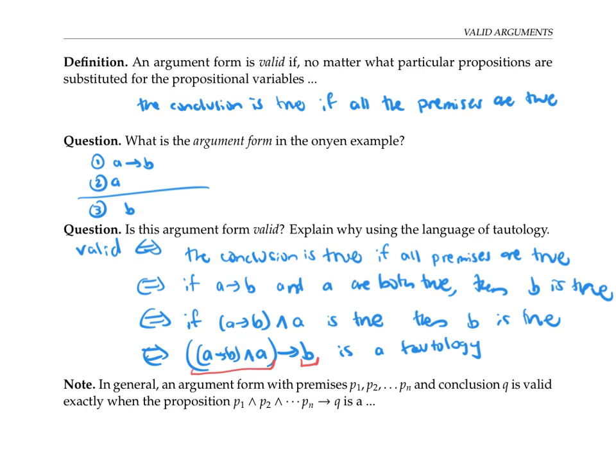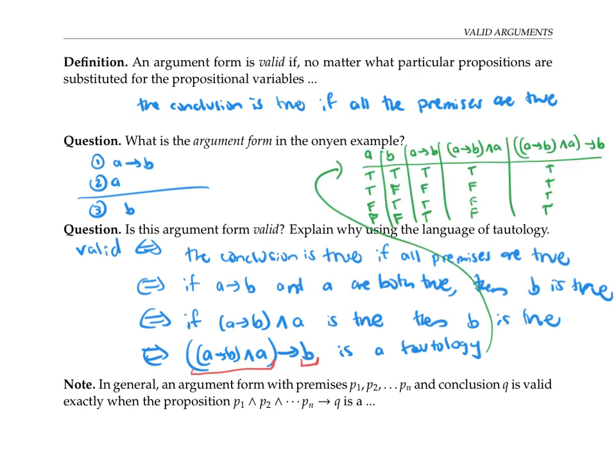We can verify that this proposition is in fact a tautology with a truth table. I'll do that here. Notice that this compound proposition is always true, regardless of the truth values of A and B. So this is a tautology, and our argument form is a valid argument form. In general, an argument form with premises P1 through Pn and conclusion Q is valid exactly when the proposition P1 and P2 and all the way through Pn implies Q is a tautology.